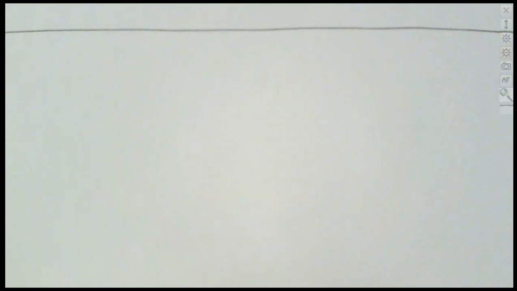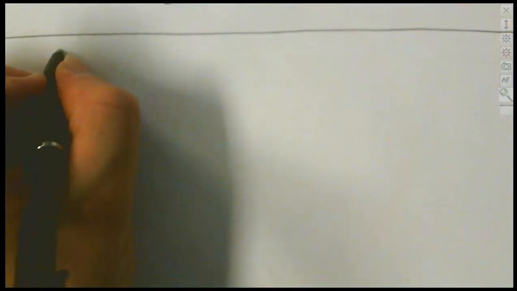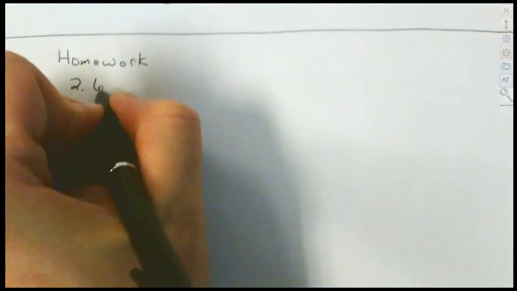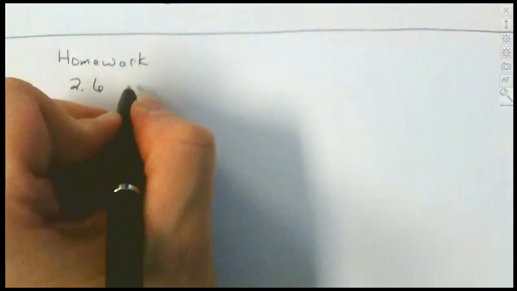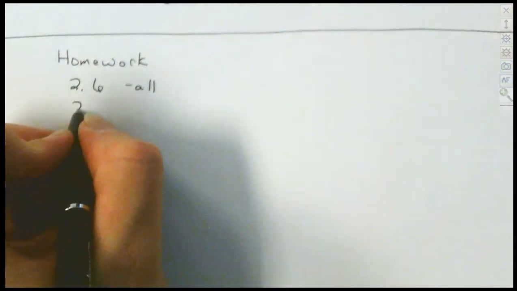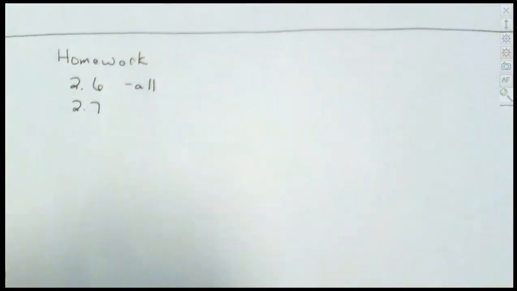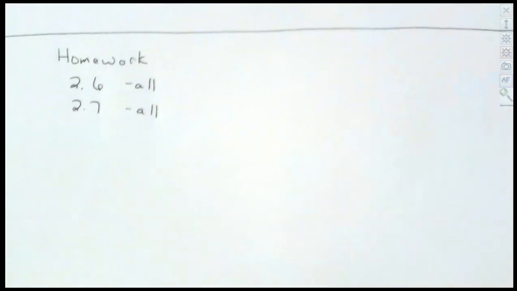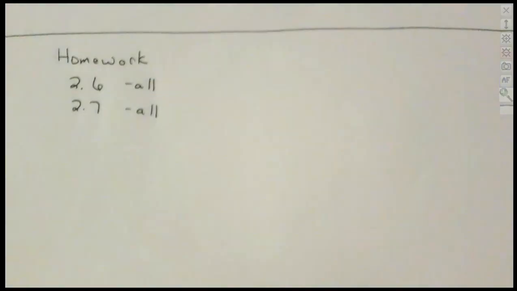What's our homework? Our homework for today is 2.6. You should be able to do them all. And 2.7. You should be able to do them all. So 2.6 and 2.7. Next week, we're going to go over any questions that you might have from your homework. 2.6 and 2.7 is going to be your homework.